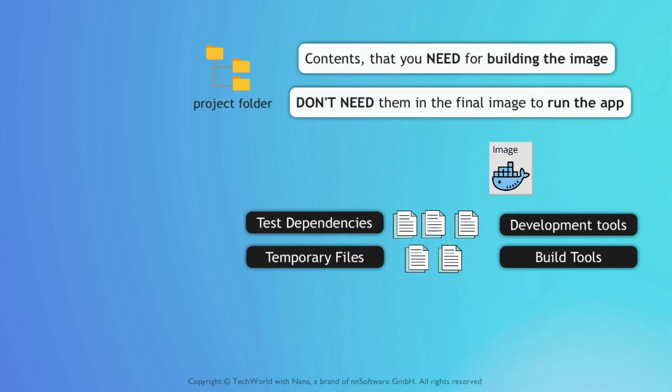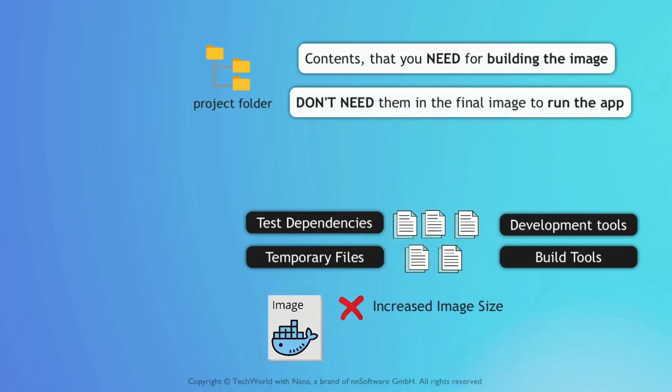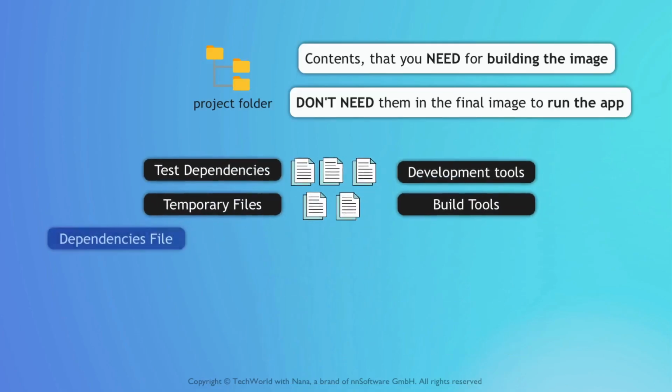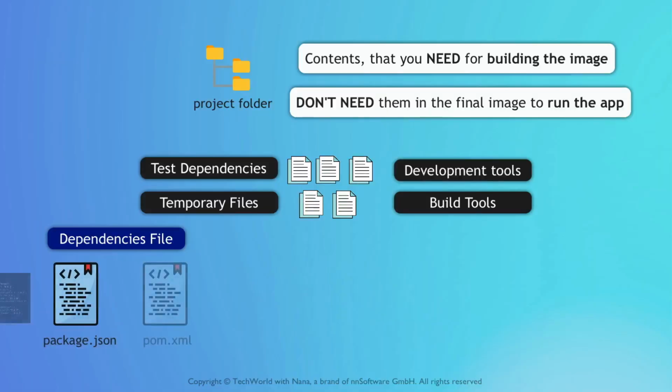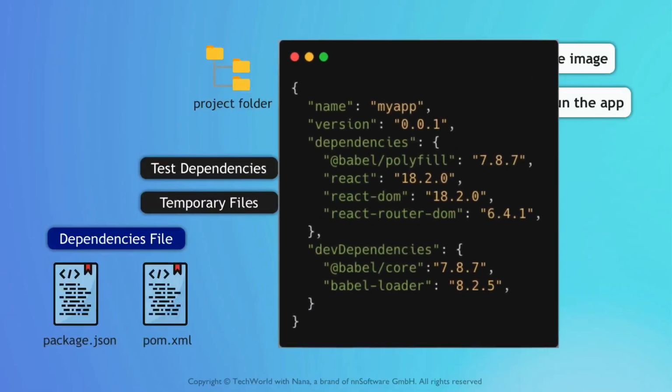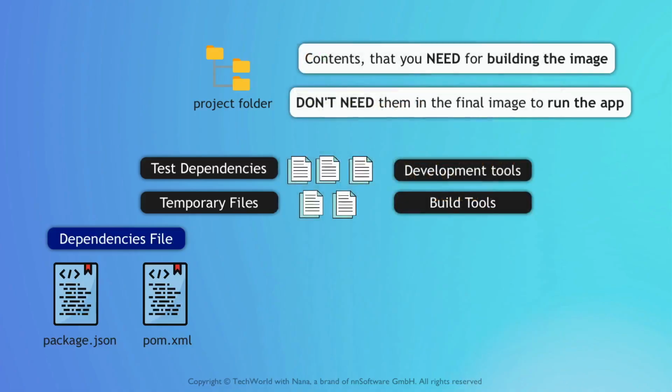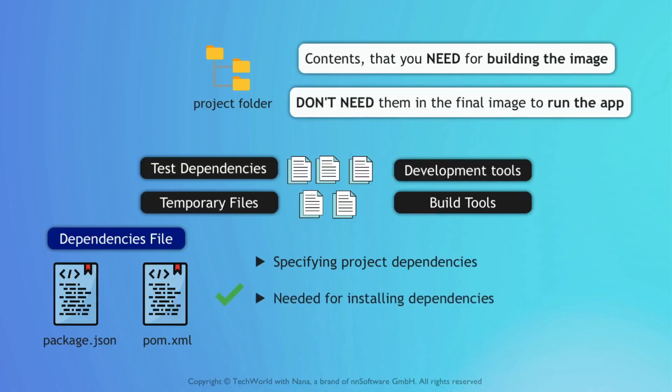If you keep these artifacts in your final image, even though they're absolutely unnecessary for running the application, it will again result in an increased image size and increased attack surface. A specific example for this is a package.json or pom.xml or any other dependencies file, which specifies all the dependencies for the project and are needed to install those dependencies.